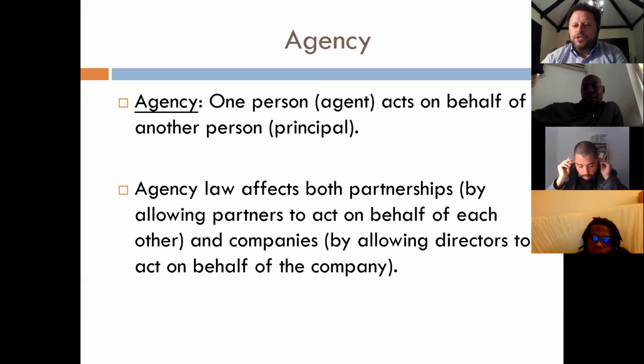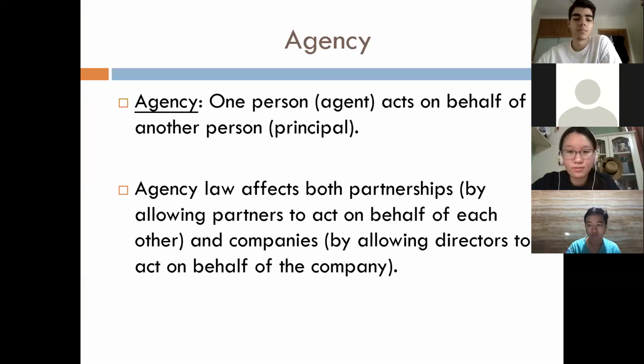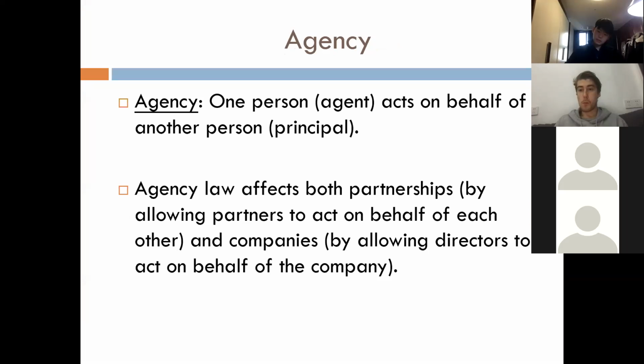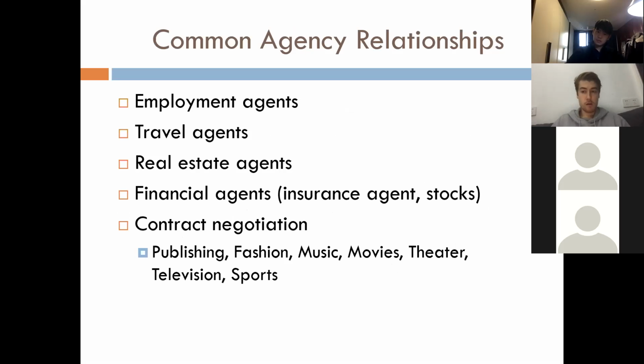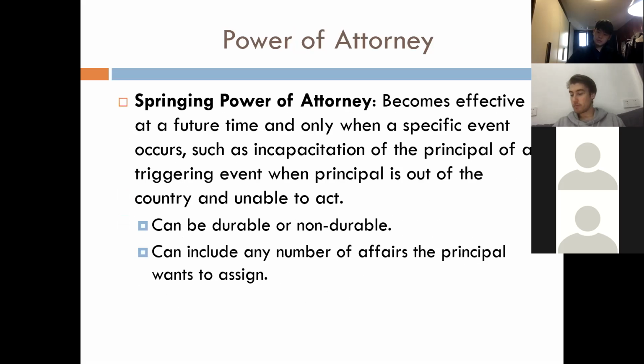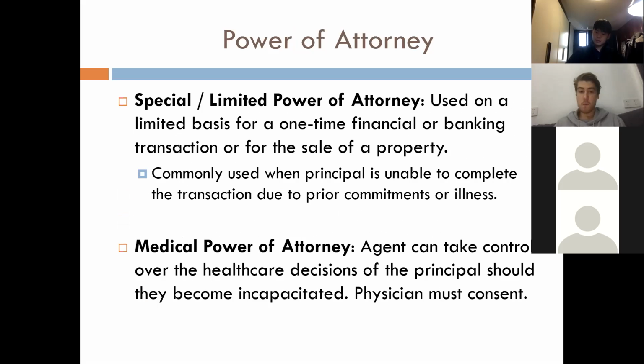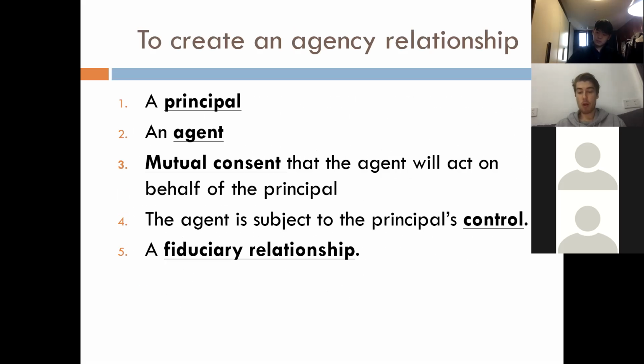Jody, which one controls the other? The principal controls the agent. Good. Now we need 5 things to make sure we have an agent. We talked about powers of attorney last time, and we ended by talking about how you create an agency relationship. So that's where we're going to pick up today.